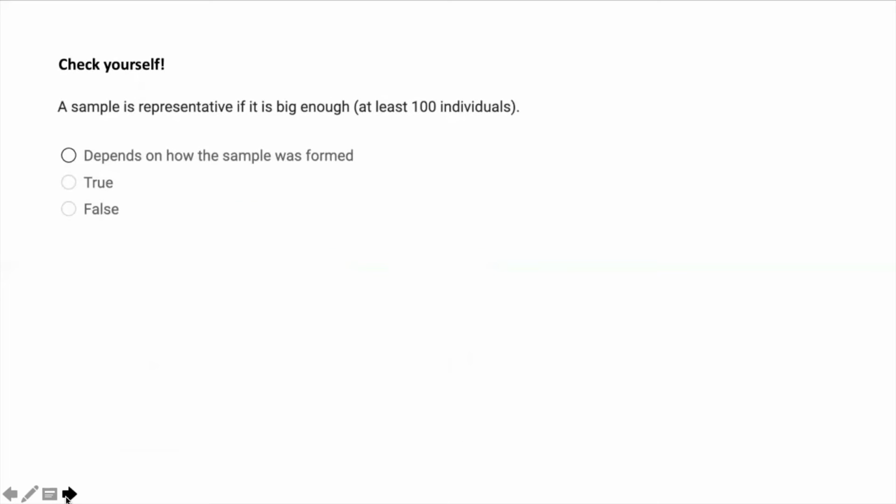And now you can check yourself. A sample is representative if it is big enough, at least 100 individuals. You can pause this video and try to guess the answer. The right answer depends on how the sample was formed.